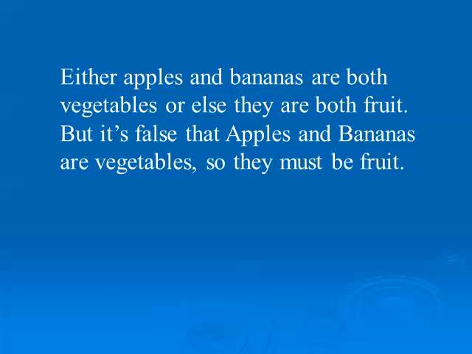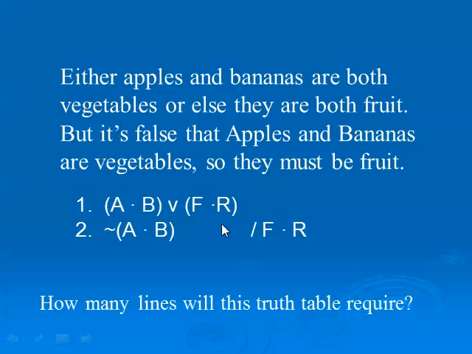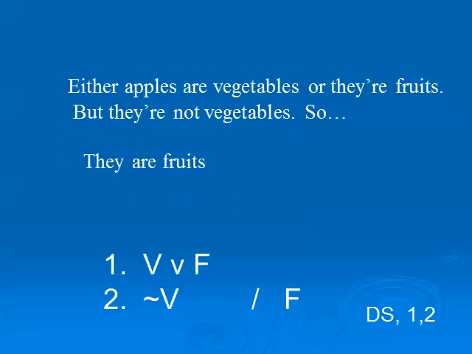Either apples and bananas are both vegetables, or else they're both fruit. But it's false that apples and bananas are vegetables, so they must be fruit. That's exactly the same form, but notice that it has 2 letters, A and B, apples and bananas, fruit and vegetables. Here's the main operator, this wedge, the either or. Not this case, it's not the case that apples and bananas are vegetables, so it must be the case that they're fruit. This, however, would take 16 lines on the truth table, which would be pretty ridiculous, because we can see it's exactly the same pattern as the disjunctive syllogism that we just saw on the preceding slide.